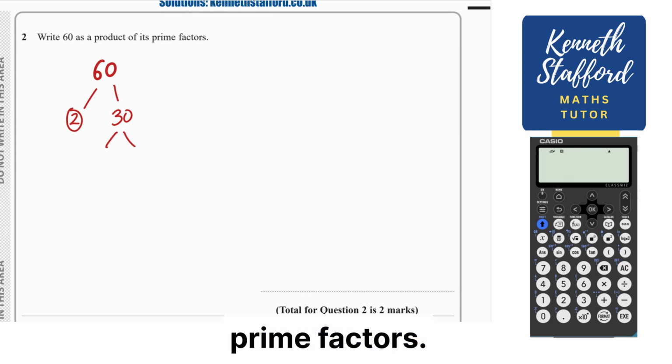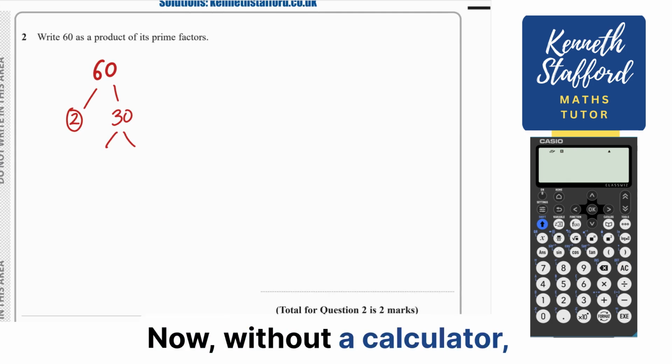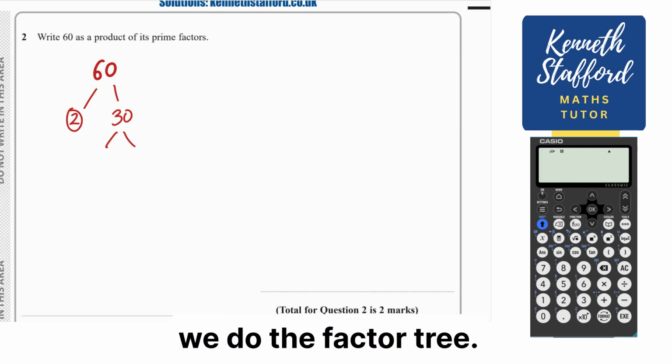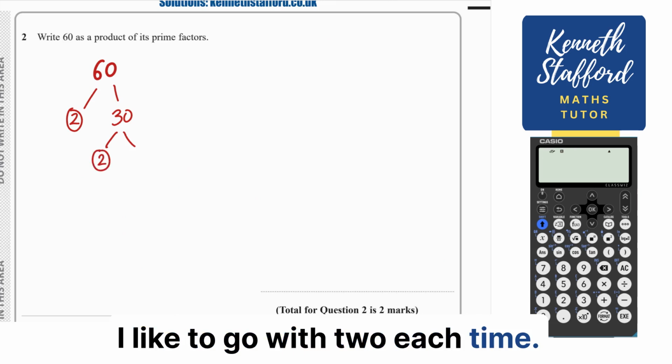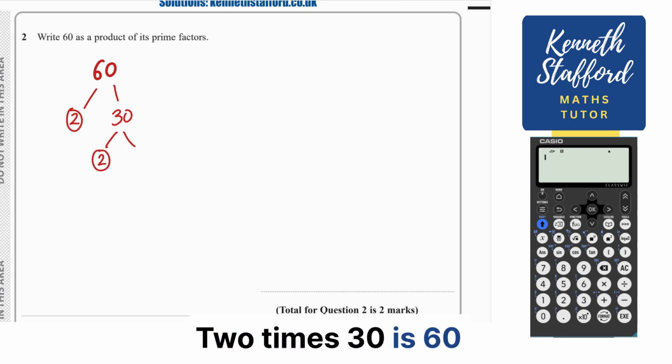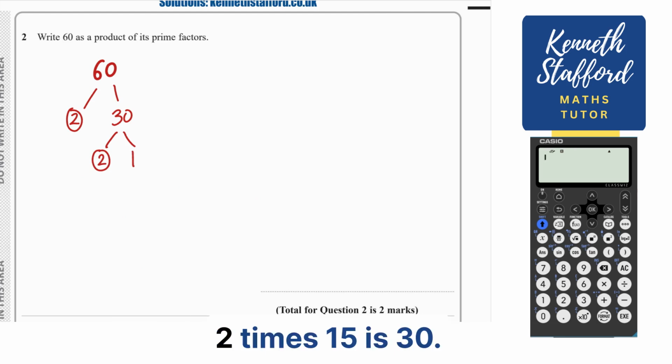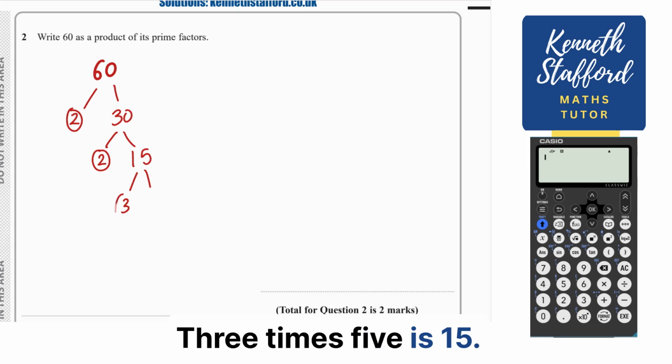60 is a product of prime factors. Now, without a calculator, we do the factor tree. I like to go with 2 each time. So the way this works, 2 times 30 is 60, 2 times 15 is 30, 3 times 5 is 15.